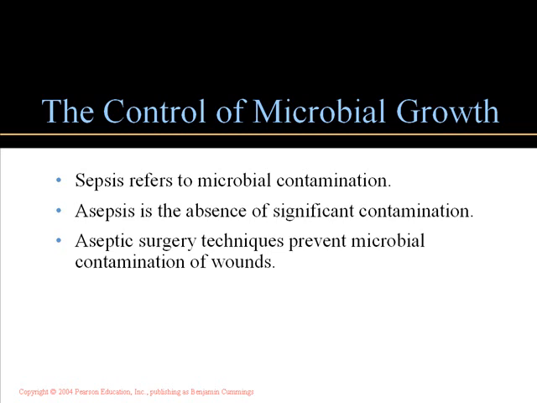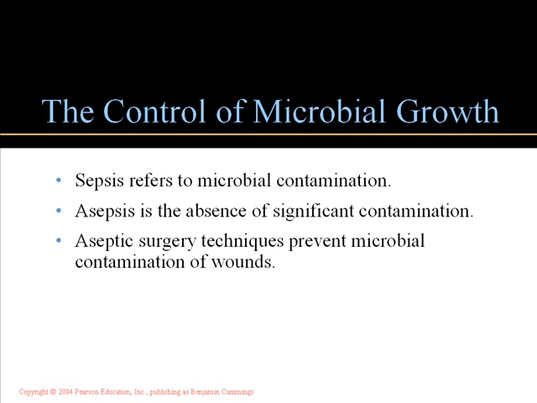Either we can destroy the cell membrane or the cell covering of a particular microorganism. Perhaps we can alter the metabolism of a particular microorganism using a specific chemical or pharmacotherapy product. Either way, the reason why we talk about all those things is so we can help control microbial growth or in essence help treat a number of diseases. So some terms that you need to understand: sepsis is one of them. Sepsis refers to microbial contamination. Asepsis is the absence of significant contamination.